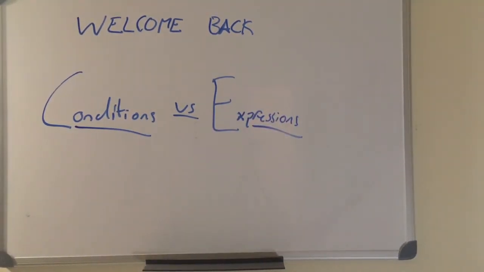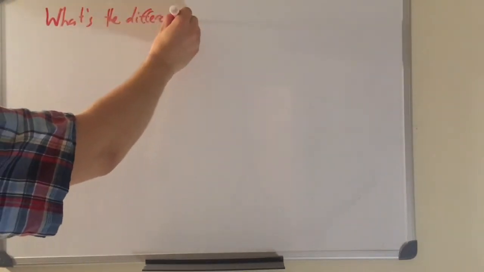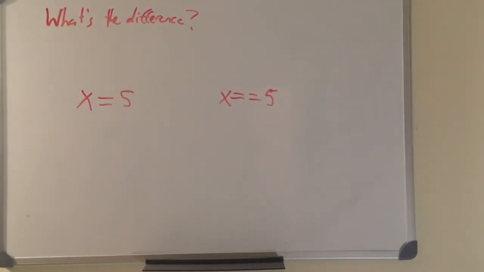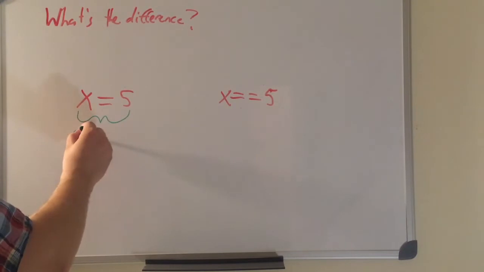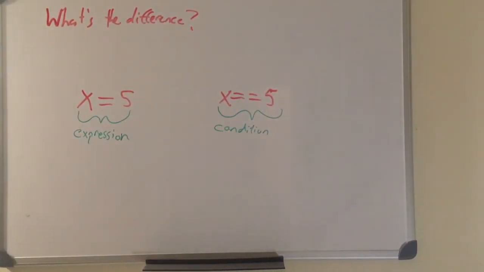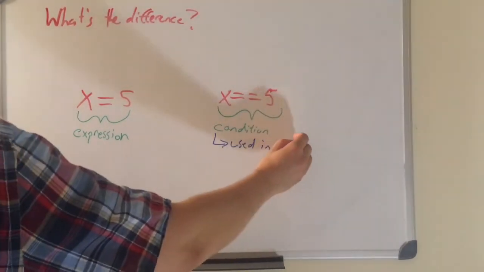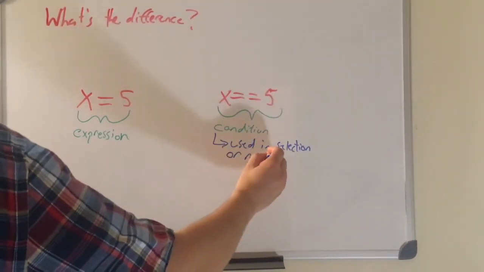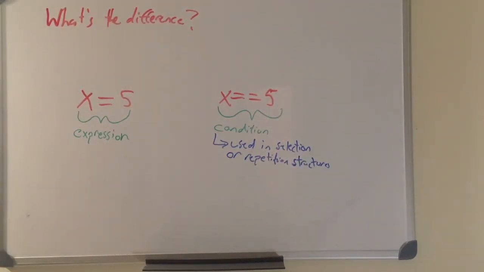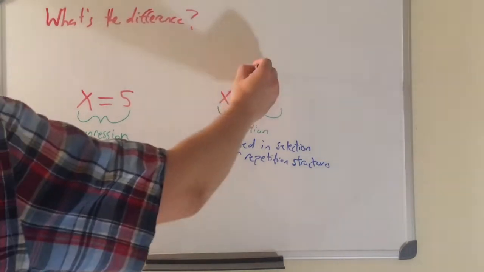To start, I'll ask the following question. What is the difference between x = 5 and x == 5? Well, x = 5 is an example of an expression, whereas x == 5 is a condition. Let's break it down. Conditions are used in selection and repetition structures, which we will learn about in the next couple of videos, while expressions can be used when assigning or changing the value of one or more variables.